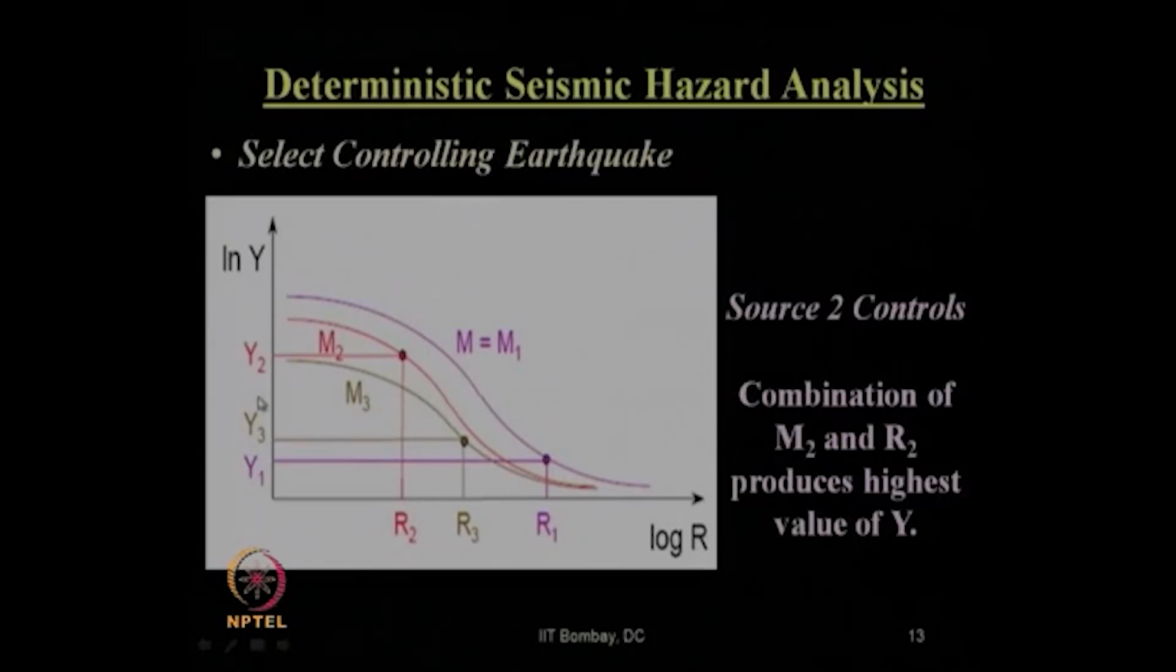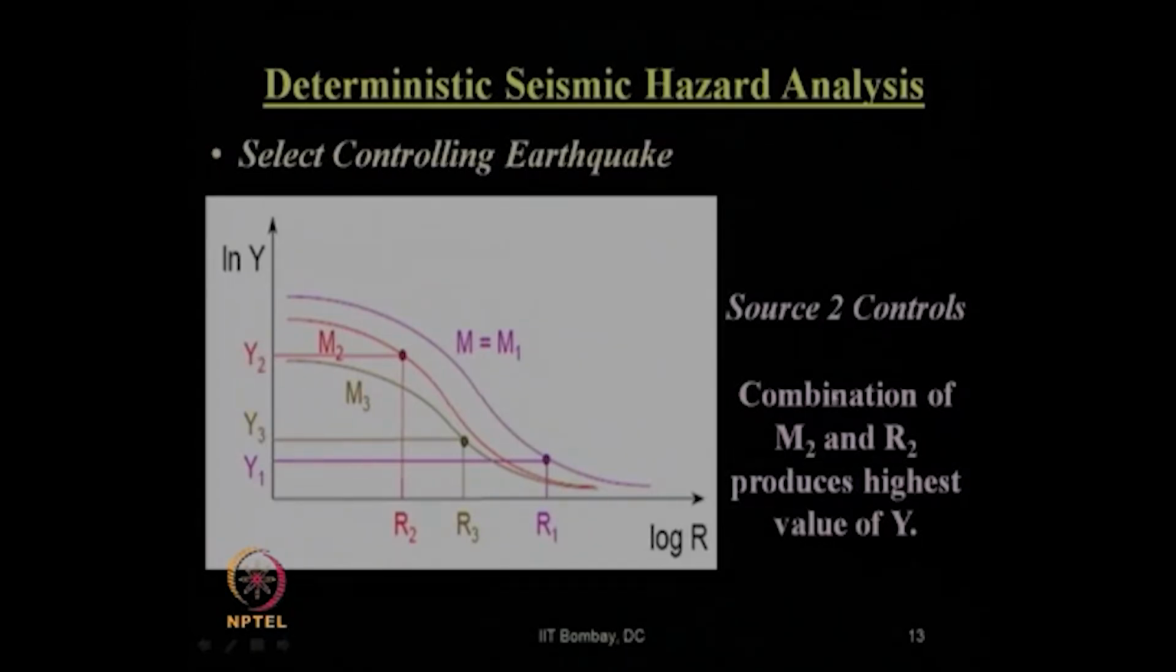Now, what we can do? We have identified this R1, R2, R3 in the previous slide. So, we need to find out this R1 and project it over here, then get the value of Y1. Then similarly, R2, project it here, get the value of Y2. Take the value of R3 over here, project it and get the value of Y3. That way, we get the values of our hazard parameter of interest like Y1, Y2, Y3, and among them whichever gives the maximum value, that is nothing but our final result of seismic hazard.